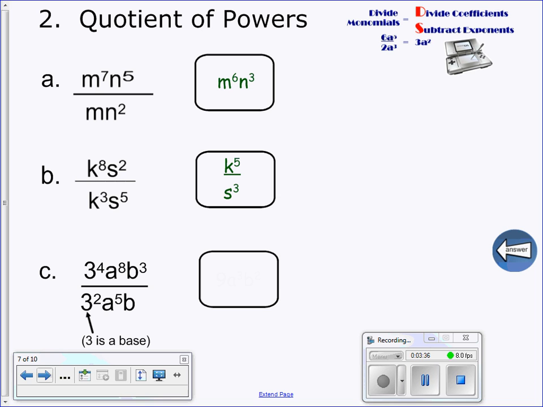In this case, see how the 3 is a base, because it's the 3 raised to a power. So that is 3 to the 4th over 3 squared. 4 minus 2 is 2. A to the 8th over a to the 5th, which is 8 minus 5, that's a to the 3rd. And b to the 3rd over b to the 1st, that's 3 minus 1. So we get 3 squared, which is 9, a to the 3rd, b to the 2nd.